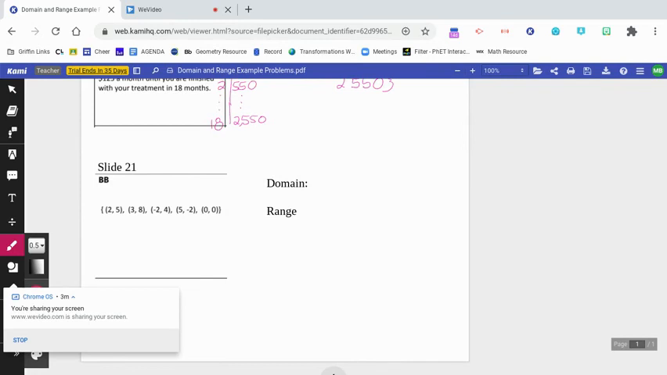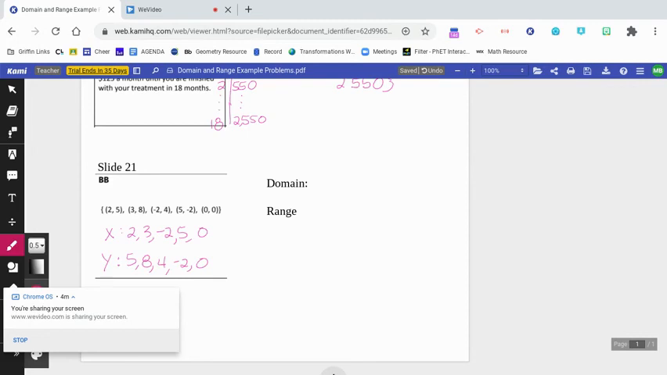Next, we have a list of ordered pairs. So if, again, you want, you can organize it in a different manner. I'm going to start by just listing all my x values. So I see I've got a 2, a 3, a -2, a 5, and a 0. All my y values, 5, 8, 4, -2, and 0. That just kind of helps me see it better. Gives me one area to focus on.